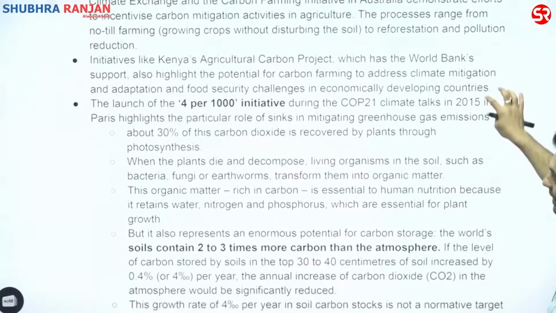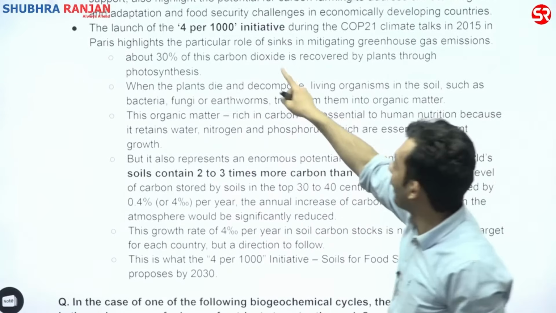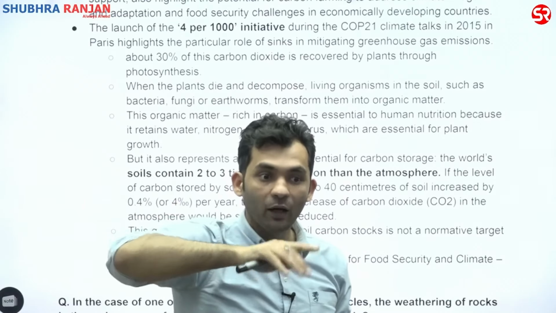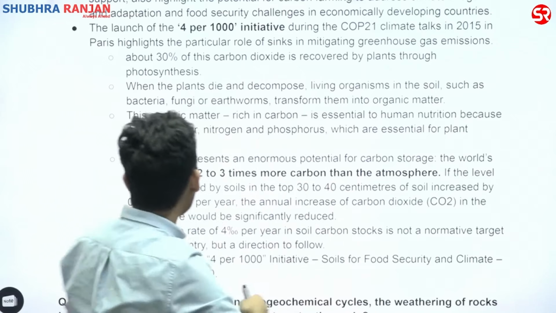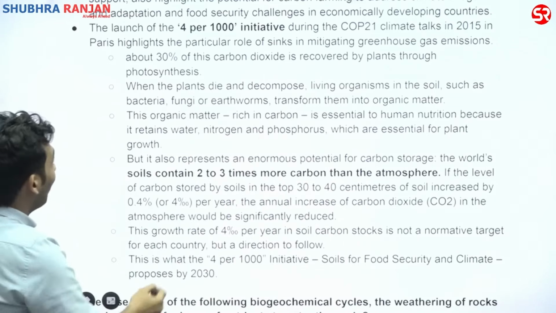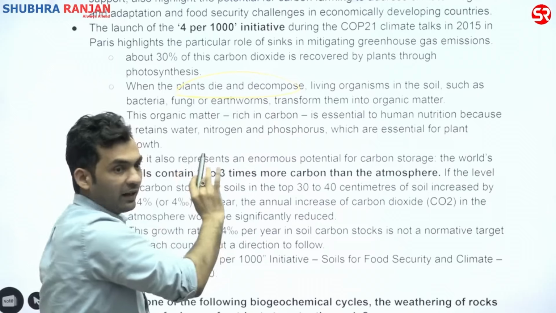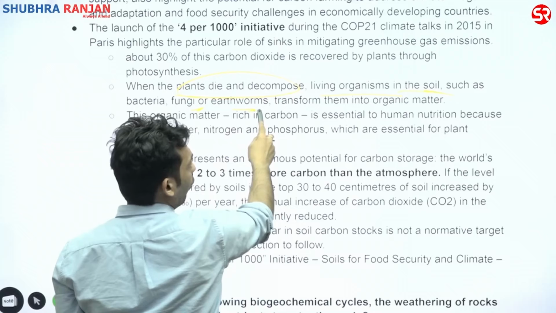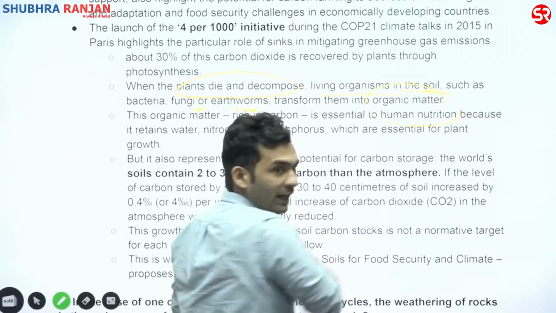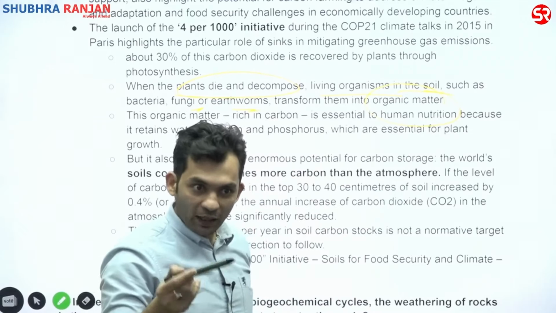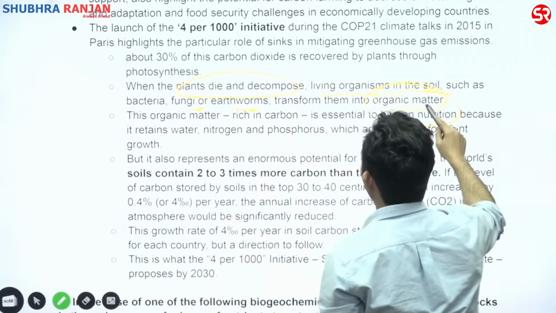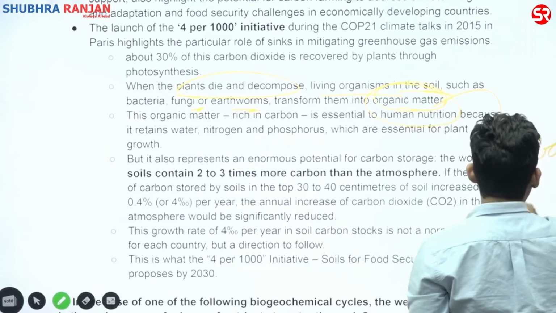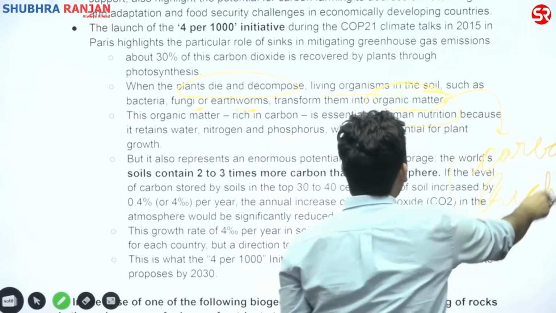What is important is this initiative, the 4 per 1000 initiative. This was launched in COP21 in 2015 by France. What does this initiative say? It says when the plant dies and decomposes, living organisms in the soil, such as bacteria or fungi or earthworms, transform it into organic matter. This organic matter is also very carbon rich, right?